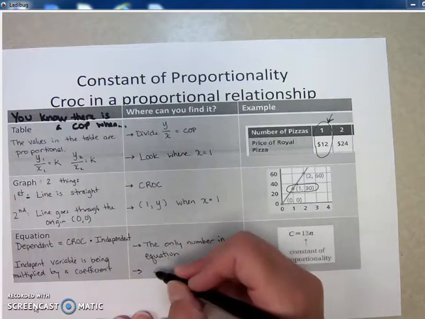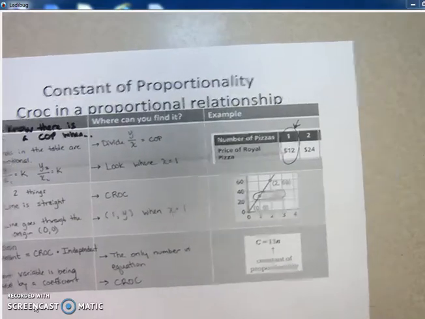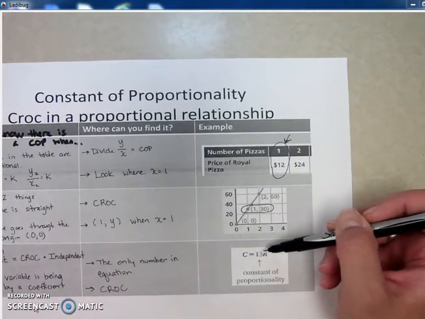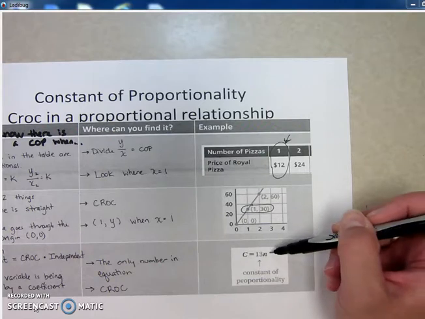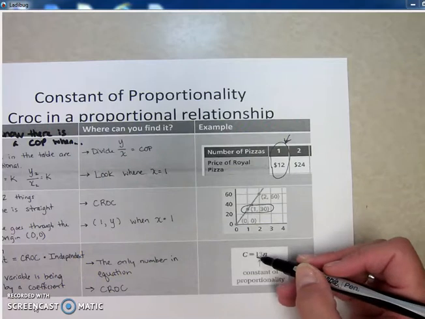It's going to be the same as the constant rate of change. So in this equation here, notice what's happening. The dependent variable equals the independent variable being multiplied by a number, and that number is the constant of proportionality.